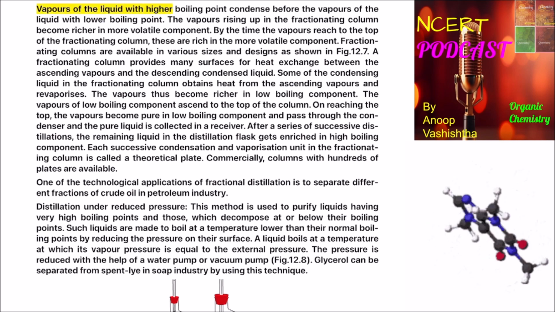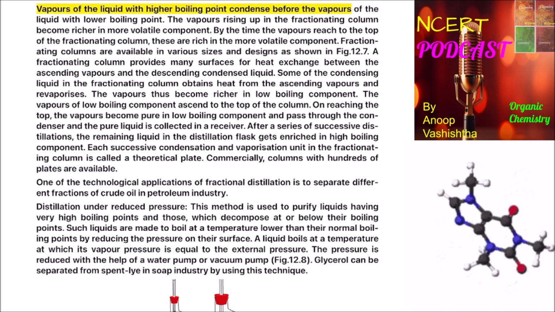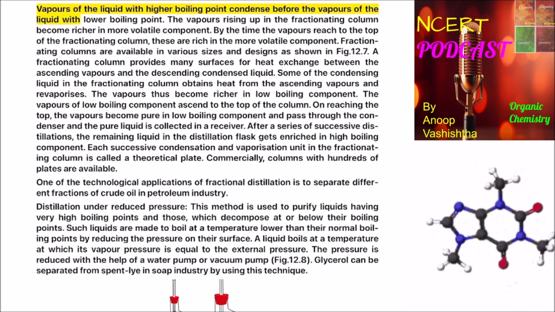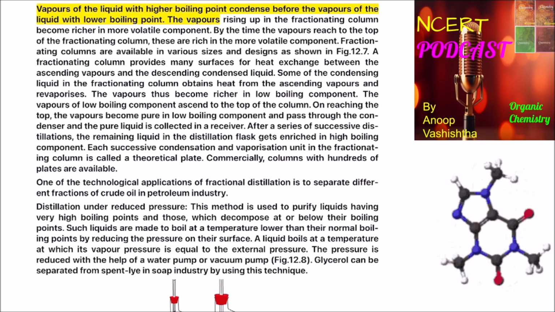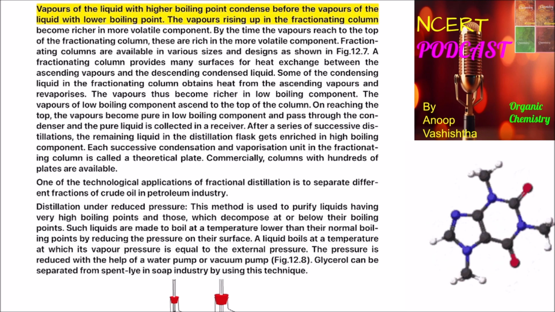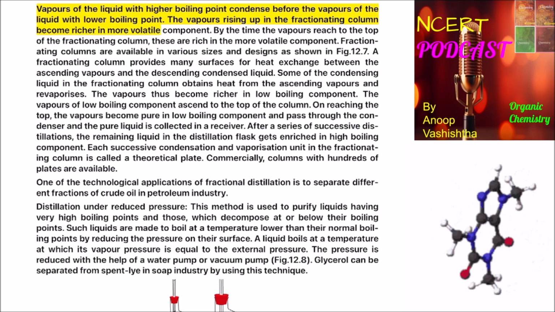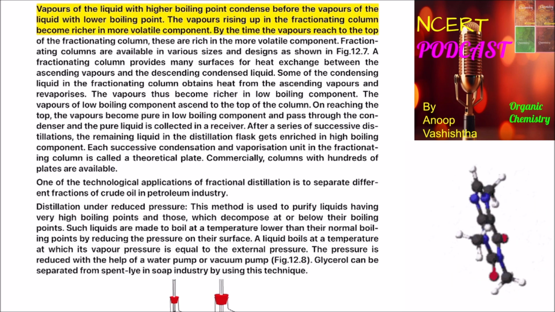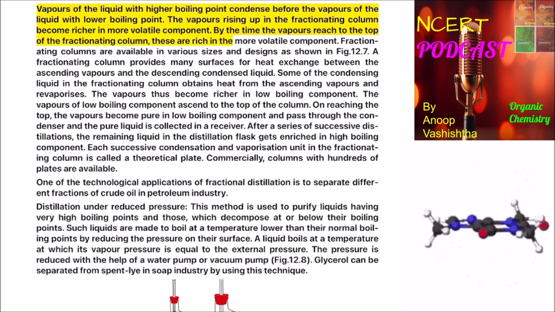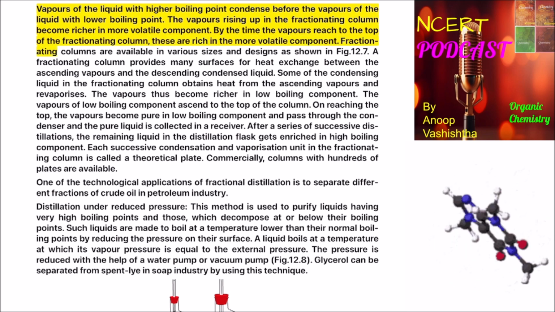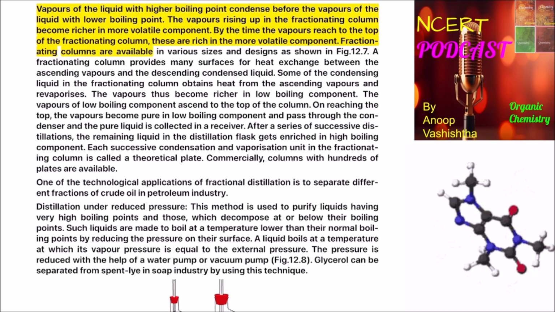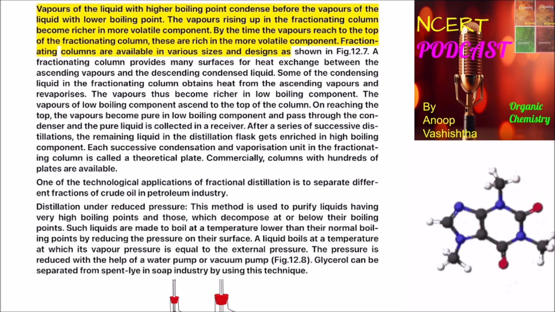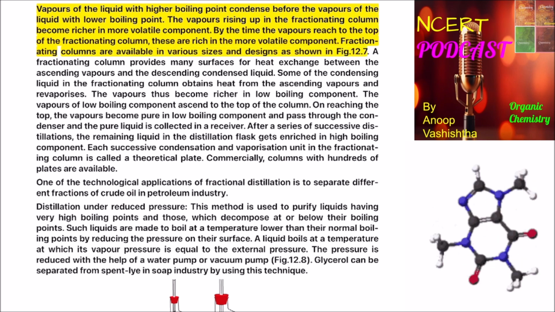Vapors of the liquid with higher boiling point condense before the vapors of the liquid with lower boiling point. The vapors rising up in the fractionating column become richer in the more volatile component. By the time the vapors reach the top of the fractionating column, these are rich in the more volatile component. Fractionating columns are available in various sizes and designs as shown in figure 12.7.